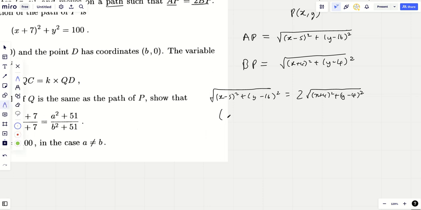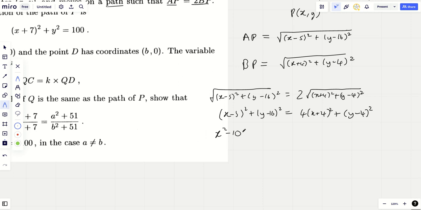both sides. So we've got (x minus 5) squared plus (y minus 16) squared. Now let's try and do two things at once here because it does help ease up on the algebra. Square root of 2, you're going to get 4, and then you're going to times it all by that with the square root undone. So we're going to get 4 times (x plus 4) squared plus (y minus 4) squared. Okay, let's multiply it all out.